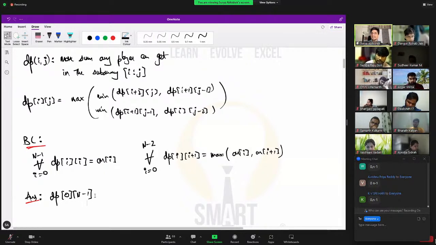0 to n minus 1. You want the maximum any player can get in the subarray 0 to n minus 1, which is the entire array. And whichever player starts the game, that is player one, they are getting 0, n minus 1 as the state. So whatever is the answer in 0, n minus 1, that is the answer.